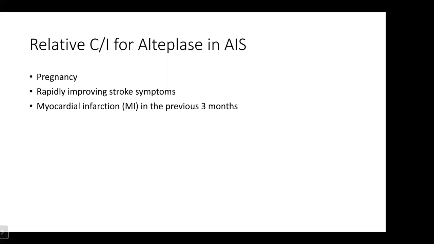Some relative contraindications are here. We must look at the benefit and risk. If there is more benefit in this condition, we can give it, but generally we do not give it. What are those conditions? These are pregnancy, rapidly improving stroke symptoms, and myocardial infarction in the previous 3 months.